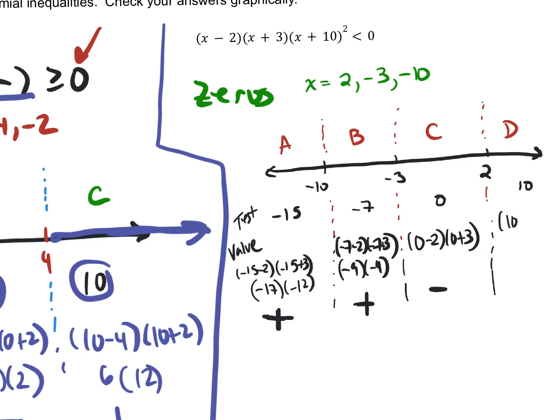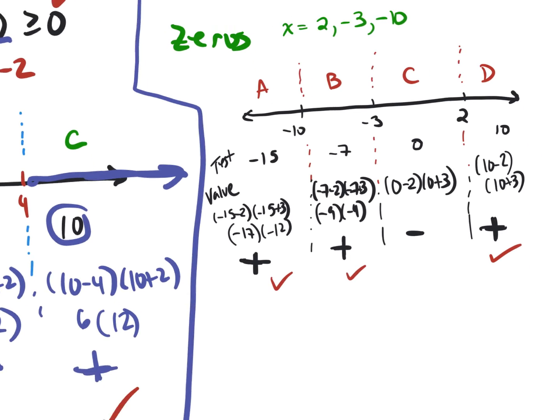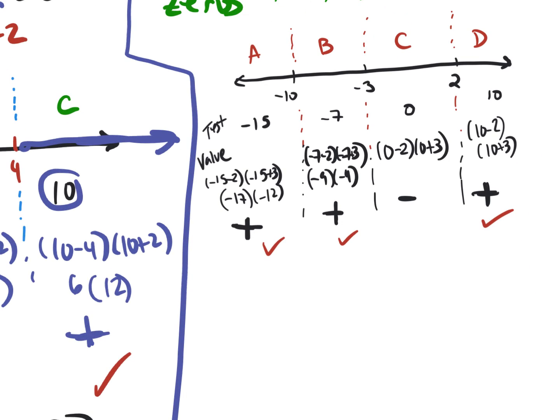10, we got 10 minus 2, which is positive. 10 plus 3, which is positive. So this is positive. So we actually have 3 regions in this case that work and 1 that doesn't. Now, the reason we still have to list it as 2 separate intervals is because we're not including -10. Remember, we said that we are doing less than but not equal to.